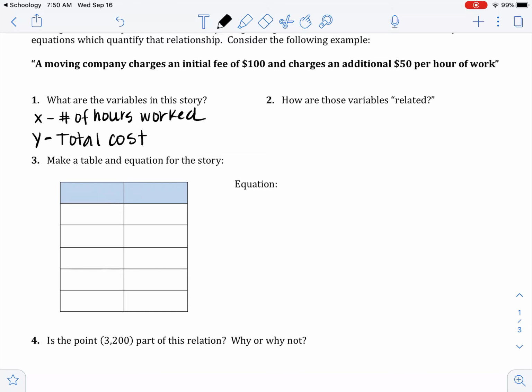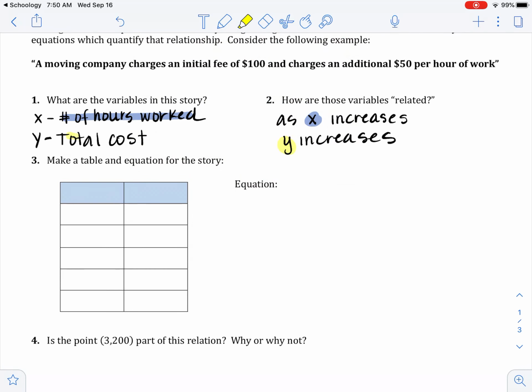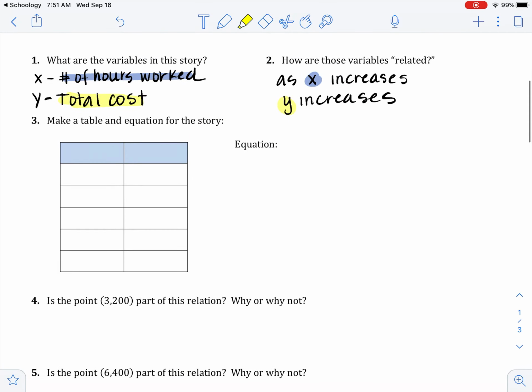All right, how are these variables related? So what we're looking for here is always going to start with "as x increases." And you can say x, or you can say "as number of hours worked increases." What's going to happen to y? Is it going to increase or decrease? So we can say y increases also. So it's always going to be as x increases, and then you're going to say either y increases or decreases. And please realize that x is number of hours worked, and y is total cost, right?